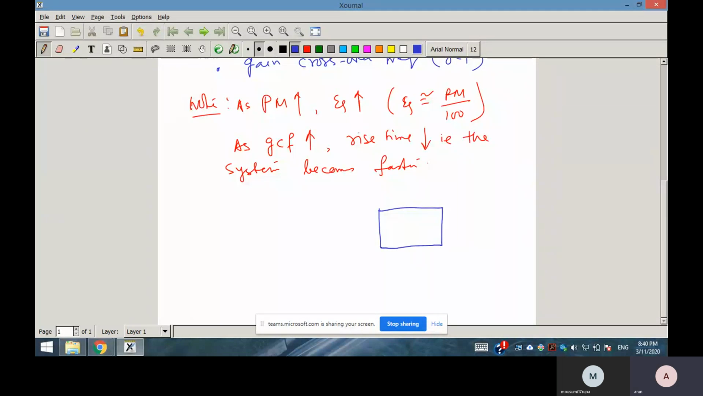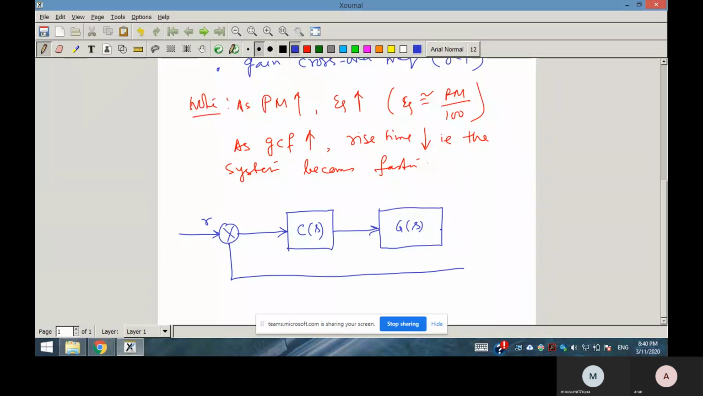This is your plant G(s), and this is your controller C(s), and this is your reference input. So this is the feedback system we will be using. So this is your tracking error, and this is your controller output or control input. So here C(s) will have two parts. This is your controller. This is the plant here.